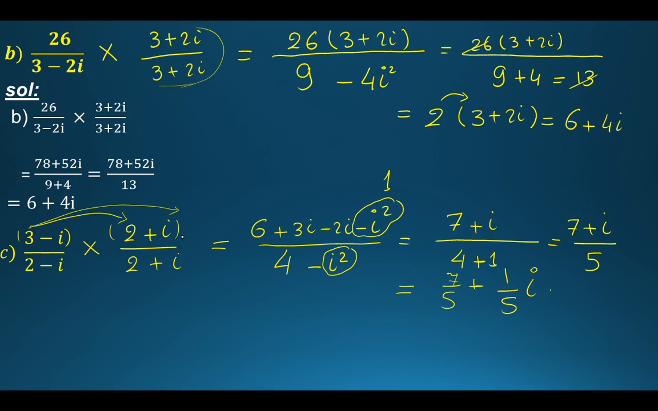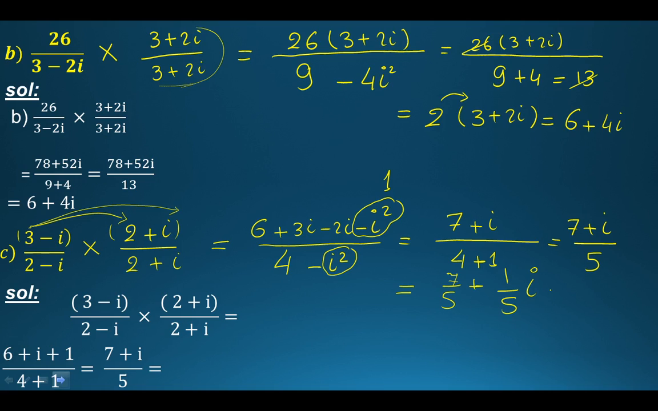Okay, let's solve it together by using the PowerPoint. Solution. 3 minus i over 2 minus i multiplied by the conjugate 2 plus i over 2 plus i. Here you can find that we are going to distribute: 6 plus i plus 1 equals 7 plus i, and the denominator will be 4 plus 1, which equals 5. Simplify again, it will be 7 over 5 plus 1 over 5 i.